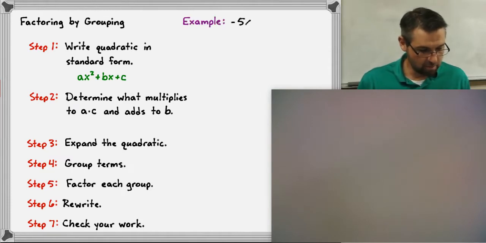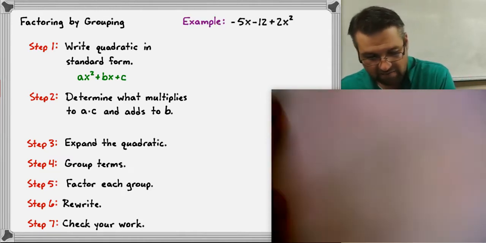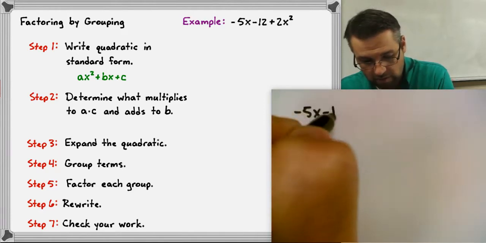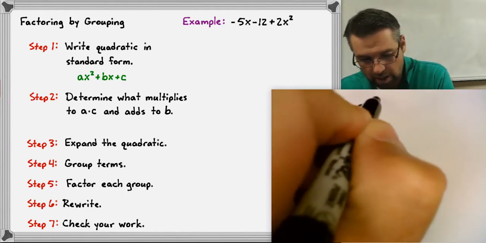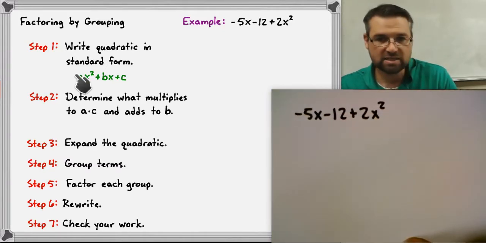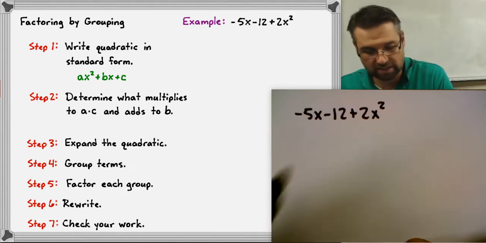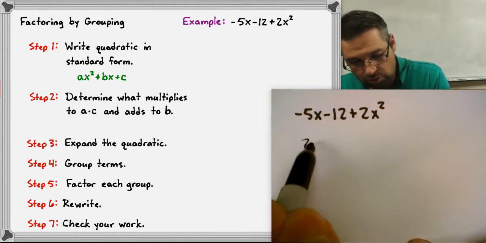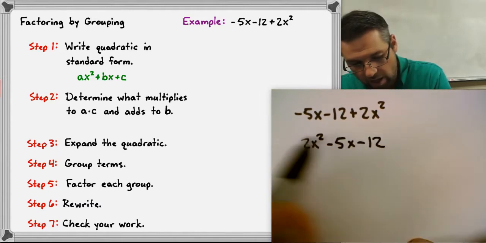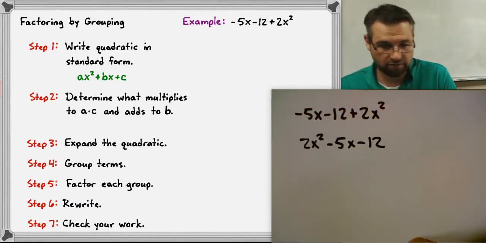So our first example is negative 5x minus 12 plus 2x squared. And our goal is to factor this. So let's look at step 1. Step 1 says to write the quadratic in standard form. So we're going to write 2x squared minus 5x minus 12. So that is our standard form.